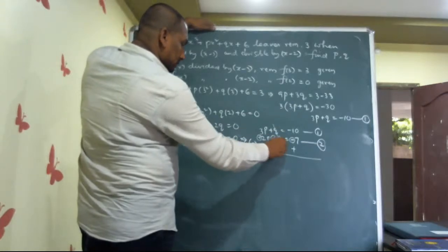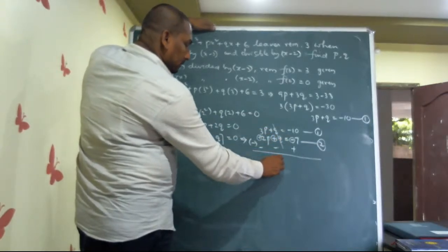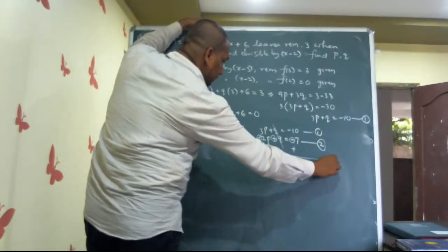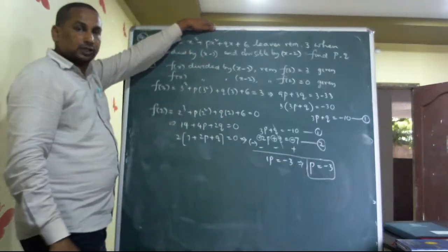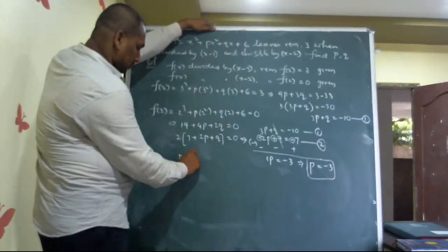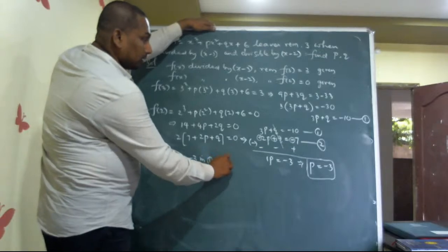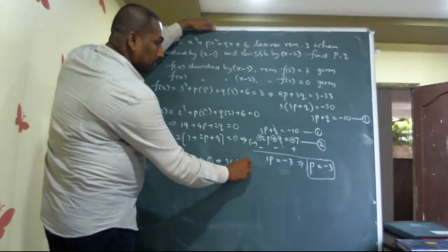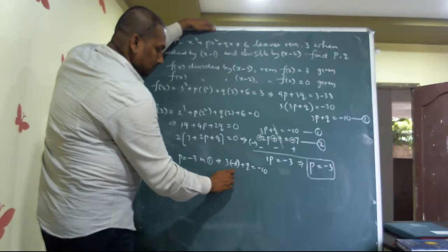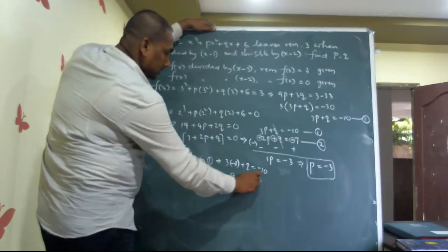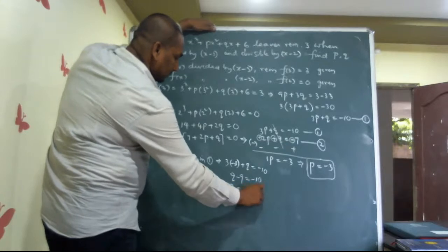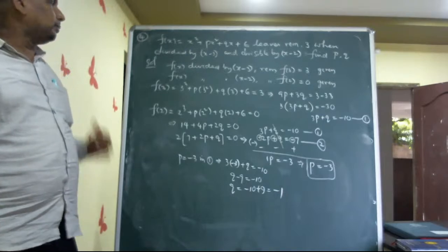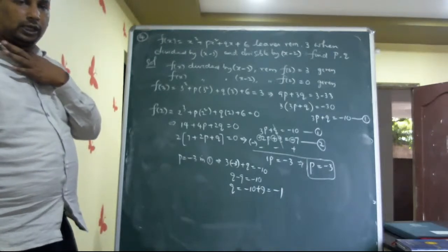Now these two cancel. 3p minus 2p, 1p is equal to minus 10 plus 7, minus 3. So the p value is minus 3. In the first equation, p is equal to minus 3. Then p times minus 3 plus q is equal to minus 10. So q minus 9 is equal to minus 10. q is equal to minus 10 plus 9, that is equal to minus 1. So that's the value of p and q.